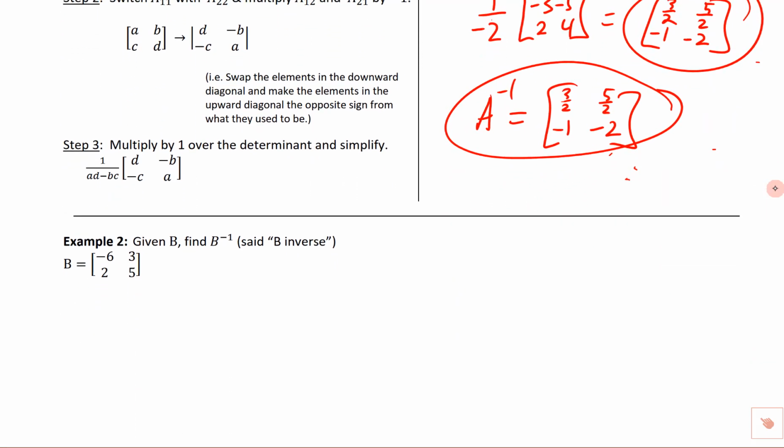And let's see what we've got here. It says, given B, find B inverse. And again, that's the way we say that. It's not an exponent, so keep that in mind. So here's what we're going to do on this one. We're going to take this and we're going to find the determinant. So I'm going to write DET.